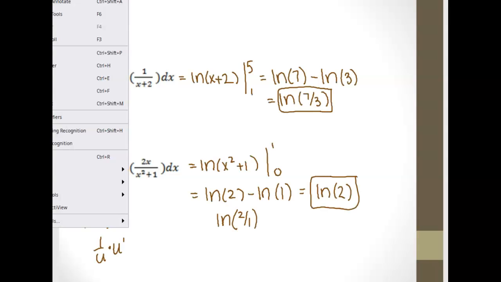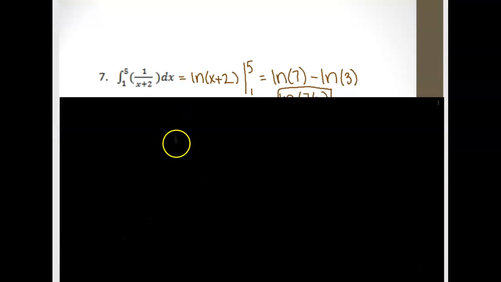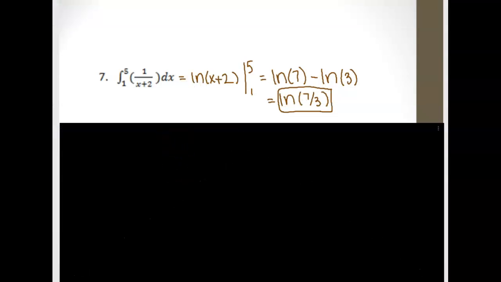Alright, take your guesses. So you get the natural log of x plus 2 evaluated from 5 to 1. So that becomes the natural log of 7 minus the natural log of 3. So it's the natural log of 7/3.